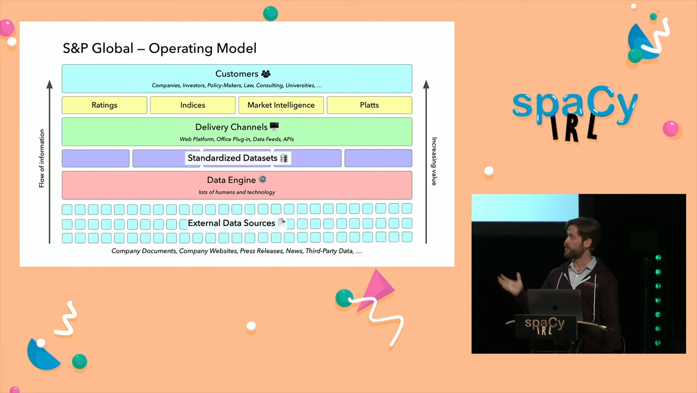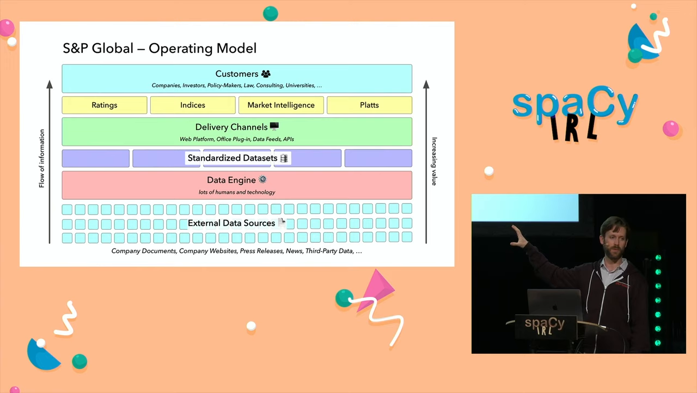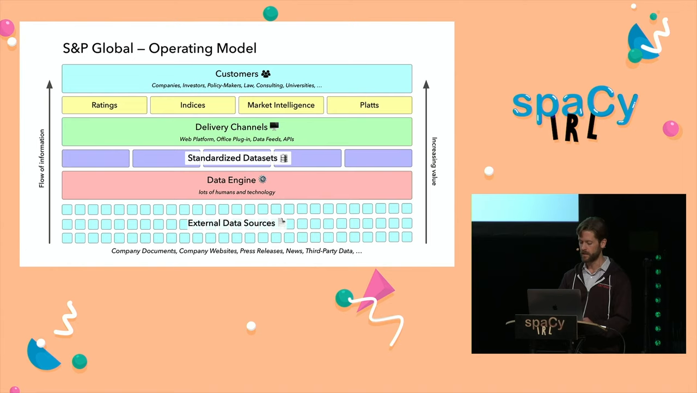And then on top of that, finally, we've got our customers. And as the arrows on the sides indicate here, we've got the flow of information going from bottom to top, from those external disaggregated information sources all the way up to our customers, with increasing value at each step in the company's value chain on the way.